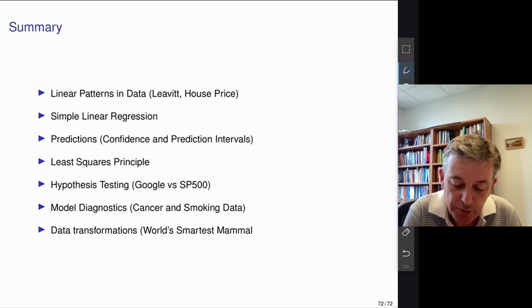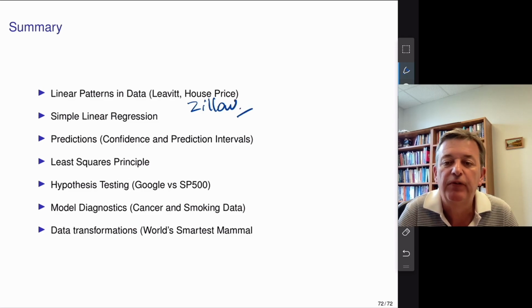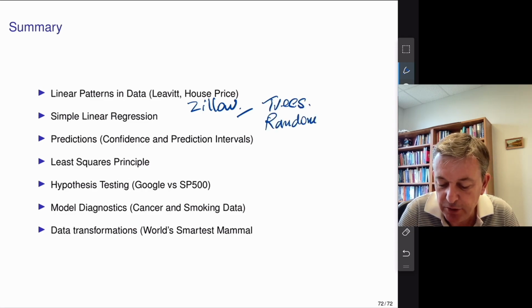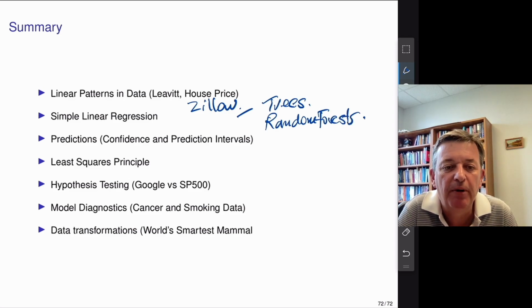Zillow is one of the leading companies looking at data analytics and providing useful information about house prices with its Z estimate and maps of previous sales, and how different parts of houses are valued. We covered the theory of simple linear regression. We talked a little bit about trees. Zillow uses a lot of random forests and tree models to make predictions. So we talked about predictions.